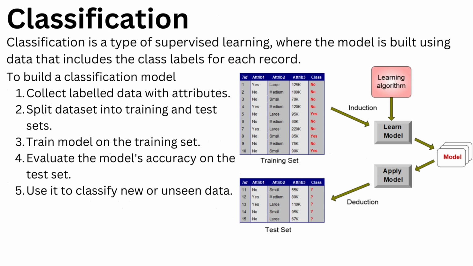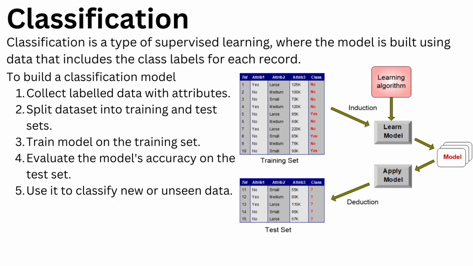So, what is classification? Classification is a type of supervised learning, which means that the data used to build the model includes the class label for each record. The goal of classification is to build a model that can accurately predict the class label for new and unseen records based on the values of their attributes.